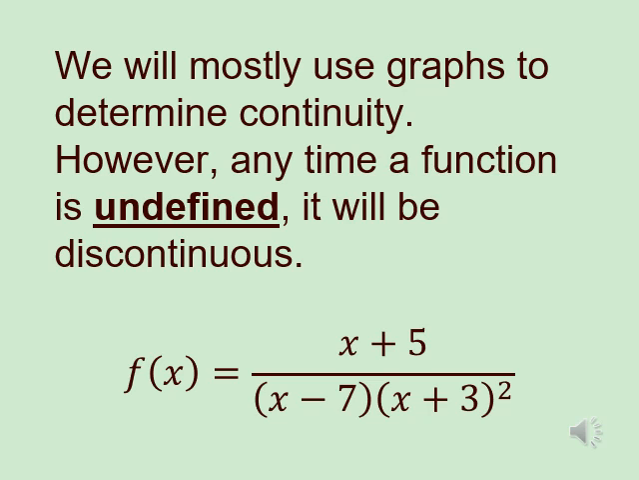But again, the way that happens is you have fractions that are undefined. The function you're looking at here will have some sort of discontinuity at 7 and at -3. And we'll talk later on in the year about just why that is and how it works.